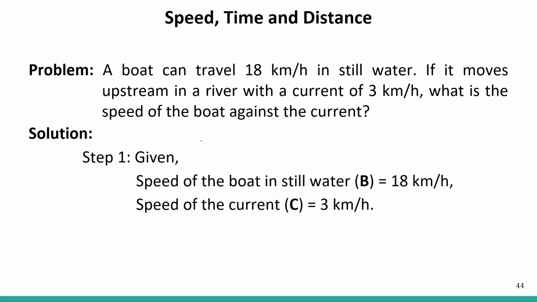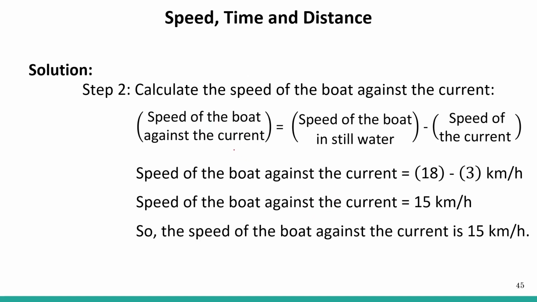Given that speed of the boat in still water is this much and speed of current is equal to 3 km per hour, the speed of the boat with the current will be speed of the boat in still water plus speed of the current. So it will be 18 plus 3 is equal to 21 km per hour.